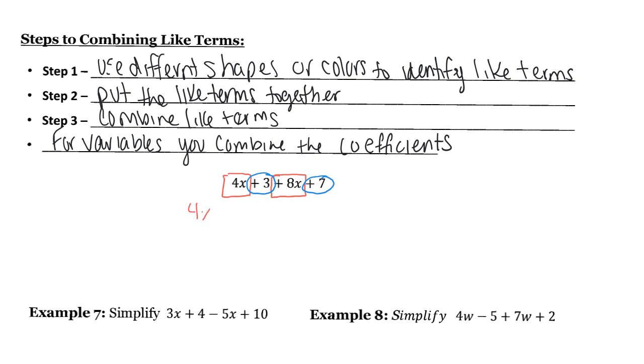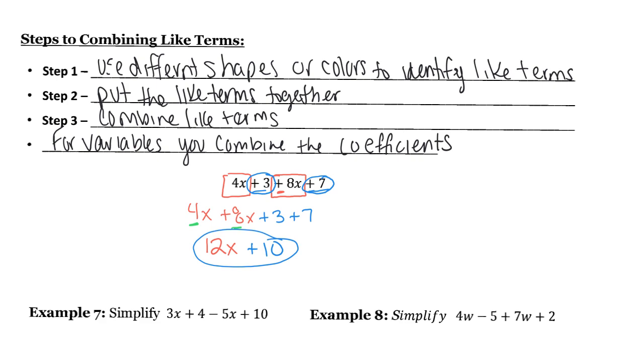So I rewrite 4x plus 8x. And I got this plus because it's right there. I'm going to write plus 3 plus 7. So those are also my like terms. So that was step 2. Now we're going to combine them. What is 4x plus 8x? And remember I said for my variables, you combine your coefficients. So it's really 8 plus 4, which is 12. And then our x comes along for the ride. And then we do 3 plus 7, which is 10. And that's our answer then.